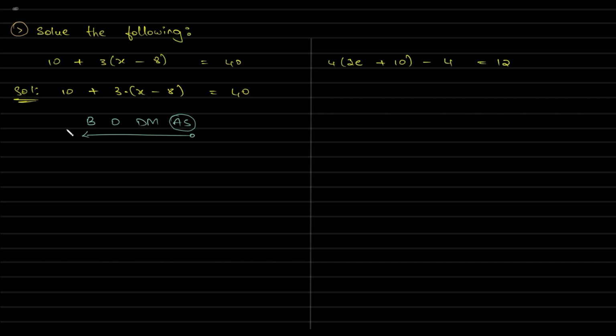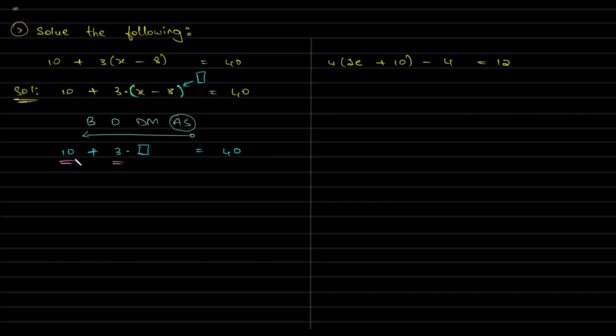So what you can do is think of the above question as 10 plus 3 into box. I'm calling this a box, and that is equal to 40. If I have to find the value of box, what do you do? You have to eliminate stuff. So we need to eliminate 10 and 3 on the left hand side. There is no box or x on the right hand side, so nothing to eliminate over there.